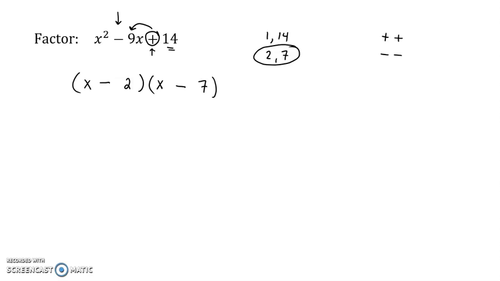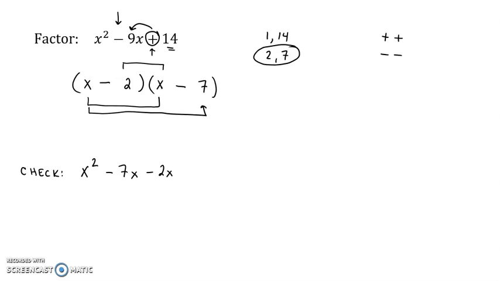Right, and you can always check your answer by multiplying this out. Right, if we multiply x times x, we're going to get x squared. X times negative 7 will give us a negative 7x. For our inside pair, we've got negative 2 times x, which would be a negative 2x. And our outside pair here would be a negative 2 times a negative 7, which is a positive 14.